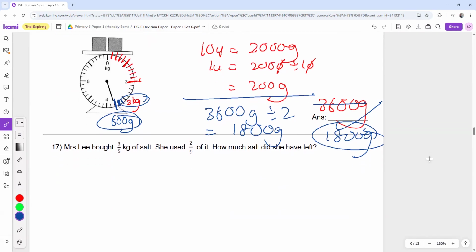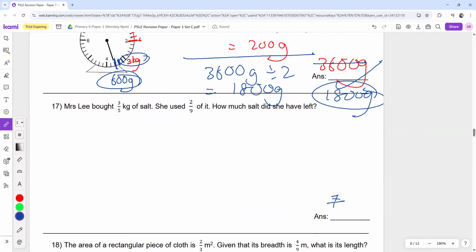Okay, question 17. Question 17, the answer is what? 7 over 15 kg. Now, did anyone until now still do this? Don't raise a hand. If you still do this, I think you need to stop doing that already, because kg, there's no kg. Cannot minus a fraction, right? So if you still do this, read the question also carefully. So what should you be doing? You should be finding how much you use, right?